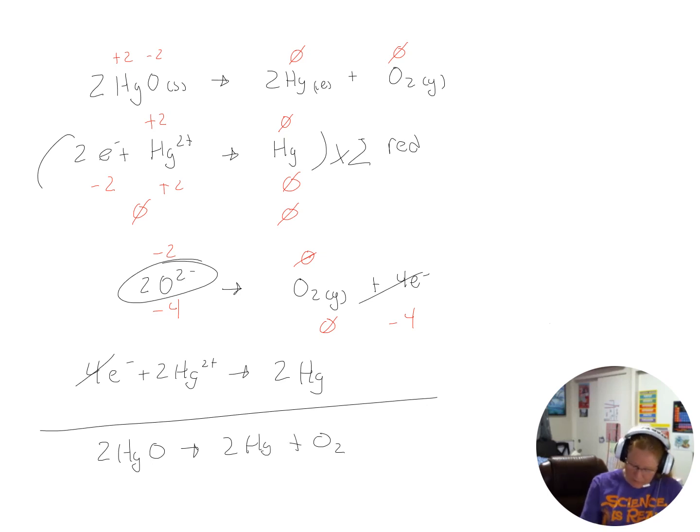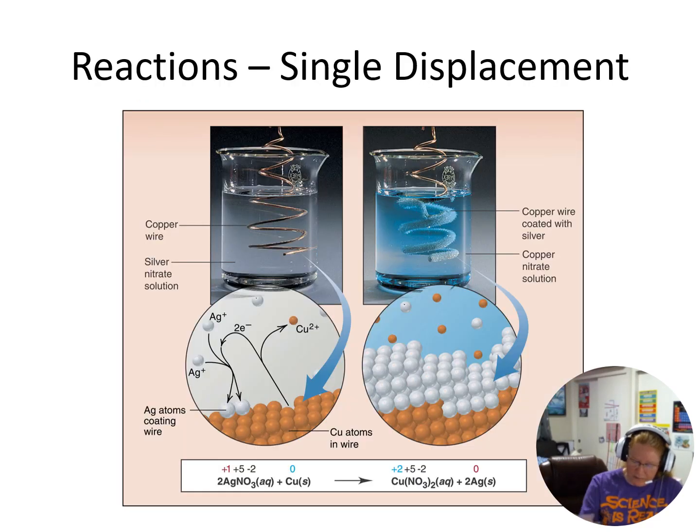Okay. All right, let's look at one more type. Single displacement. Again, this is where we use that activity series.